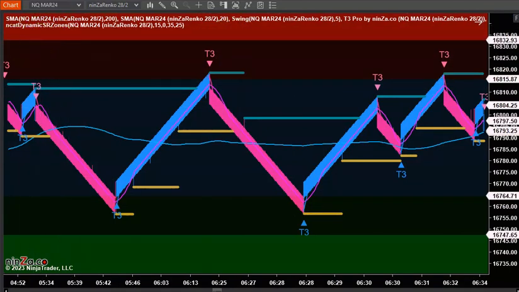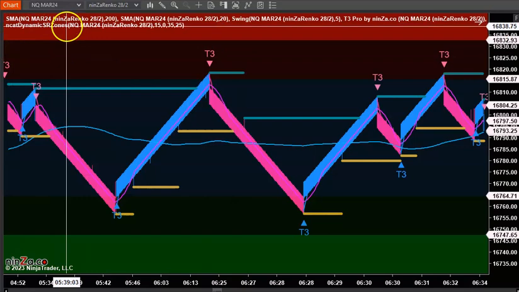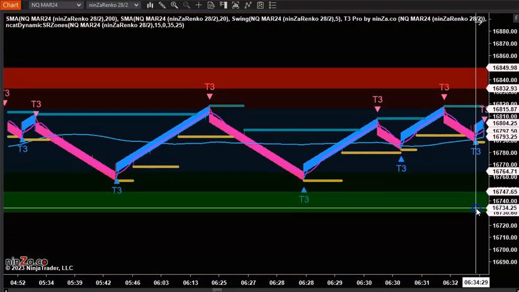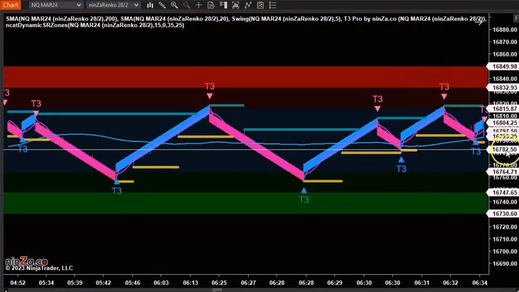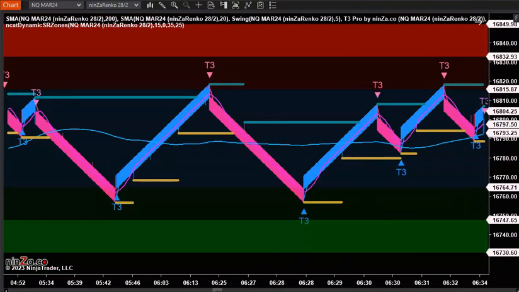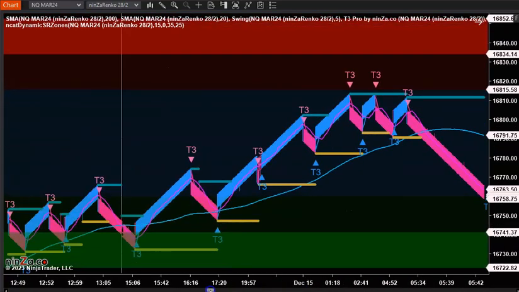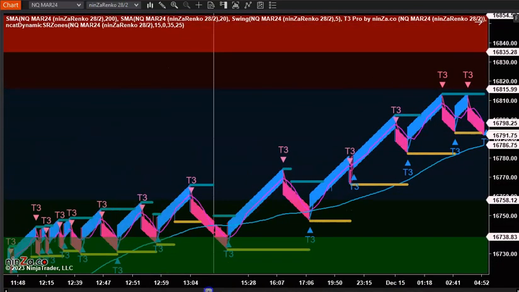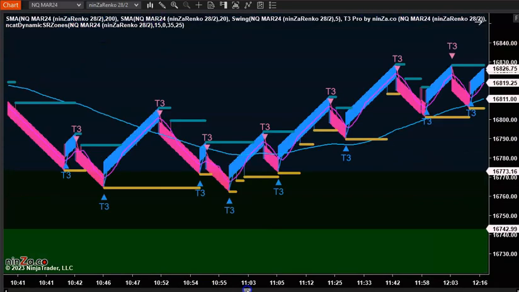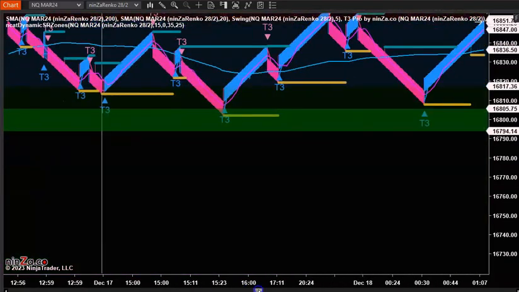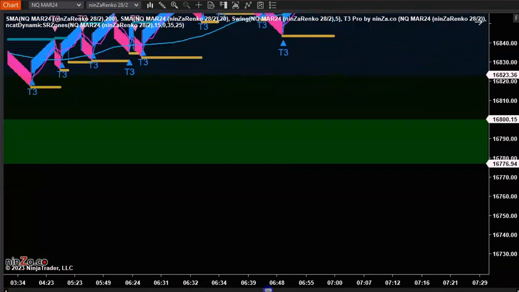Ninja CO NCAT dynamic S&R zones shown on here. These zones, that is a free indicator. So let's take a look at something here and see if we can find some of these setups. Actually, this could be a little bit higher time frame bar.